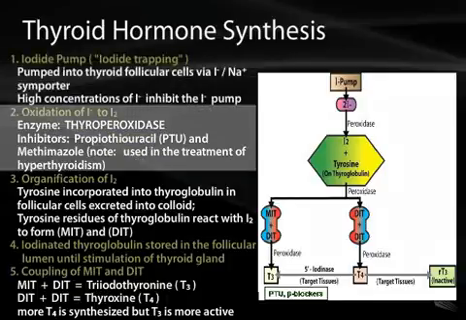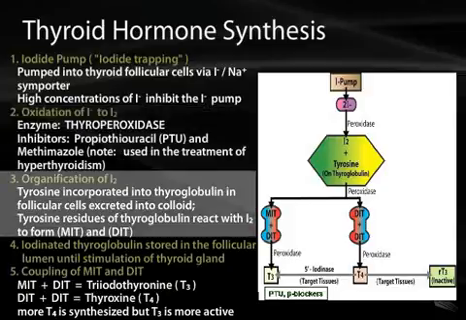and once iodine gets in, by using the enzyme thyroid peroxidase or thyroperoxidase, the conversion of I- to I2 or iodide occurs. It's important to recognize this enzyme because it is the target of two important drugs, propylthiouracil and methimazole, both of which are used in the treatment of hyperthyroidism. Once iodide is formed, it needs to get organified.